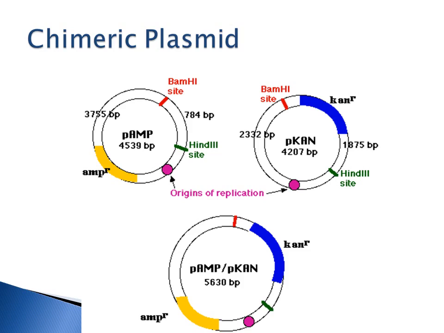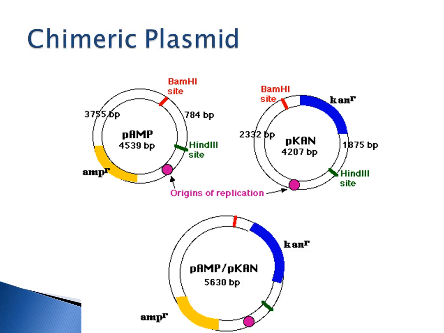So there's a lot of careful designing that has to be done in recombinant DNA technology. So okay, you've cut out a 784 base pair piece from one plasmid. You've cut out a 1,875 base pair piece from another plasmid that contains the kanamycin resistance gene.